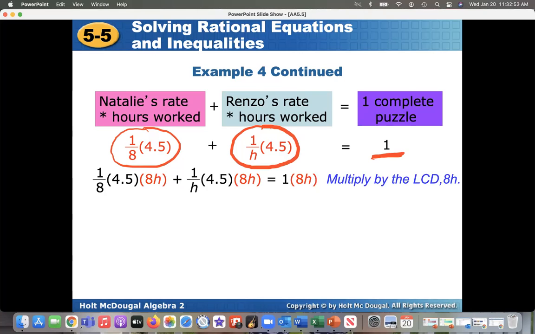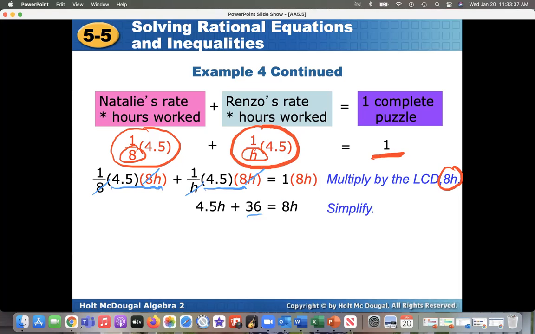Well, is the LCD 8 times H? Sure looks like it. So if we multiply everything by 8H, this is going to cancel, and this is going to cancel, and that's all that's going to cancel. All right, so our goal was to not have any fractions anymore, and I believe we got there. So what are we left with? 4.5H, 4.5 times 8, which is 36, and 8H.